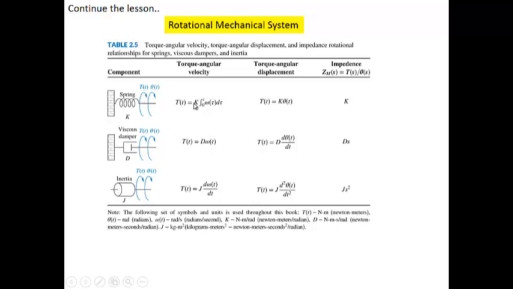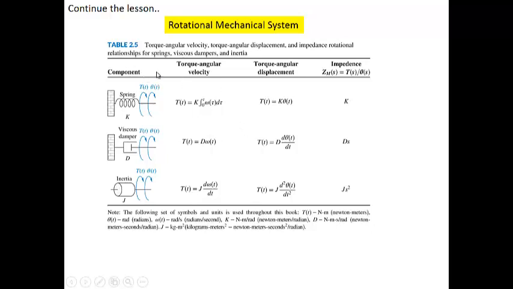So from here, the things that you want to highlight are also similar to the previous one, which is K, we call the spring constant. You have D here. Previously you have your Fv, but now you have your D, which represents the coefficient of viscous friction, and you have a J here, which is your moment of inertia, right? So now your relation is different.